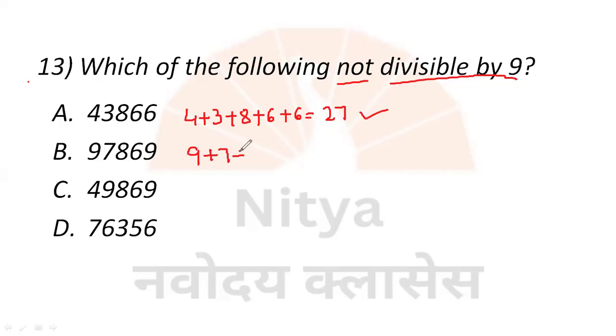So 9 plus 7 plus 8 plus 6 plus 9 equals 39. So 39 is not divisible by 9. So this is our answer. Option number B is the answer.